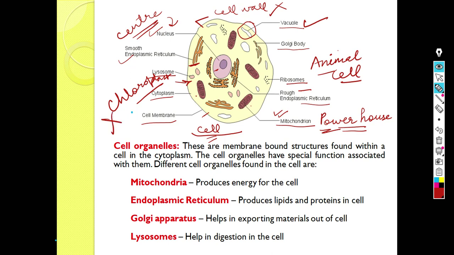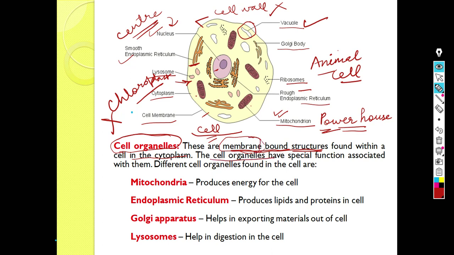Now we are going to study about cell organelles. These are membrane-bound structures found within a cell in the cytoplasm. It is like in your building you have small rooms. In the same way, inside a cell, there are small cell organelles. These are membrane bound, meaning every room has its door. In the same way, every organelle has a membrane-bound structure.